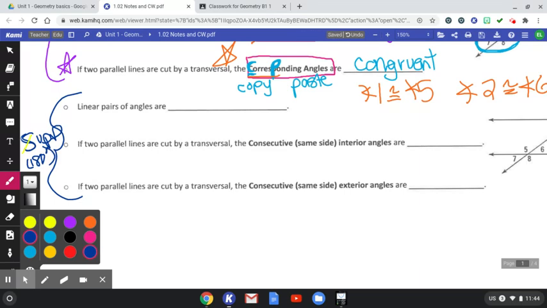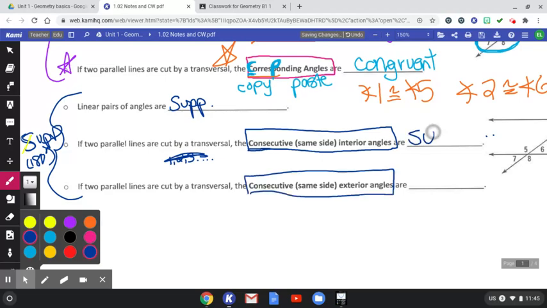So we have linear pairs of angles are supplementary, and I'm going to abbreviate SUPP. The other 2 sets are considered consecutive or same side interior angles. So consecutive, remember consecutive means one after another. So like if I talked about consecutive numbers, it'd be 1, 2, 3. Consecutive angles are going to be on the same side of a transversal. So I'll explain that with this picture over here in a second. But we also have consecutive exterior angles, okay? And those are all supplementary to each other.